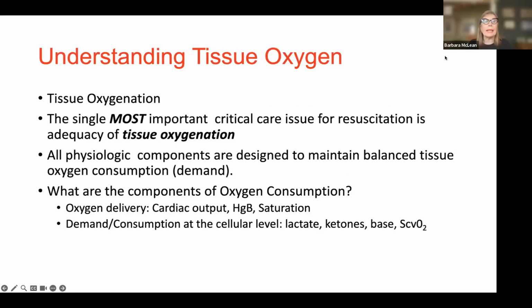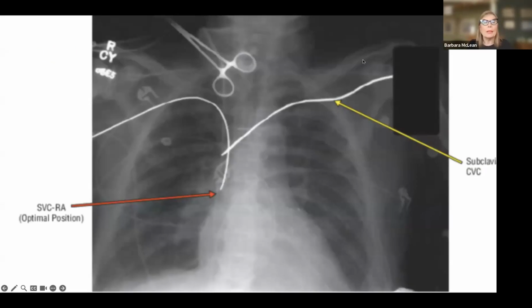Now, just quickly taking a look, you can see the tip of the catheter is right here in the right atria. This is the optimal position.